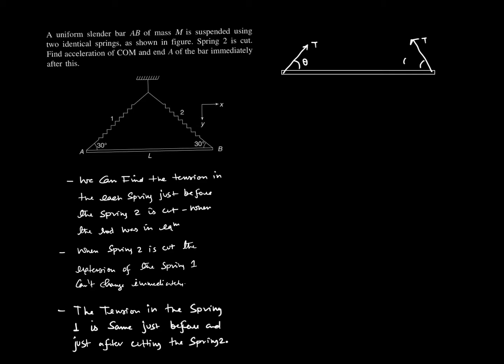And this angle is 30 degrees, theta, and mg will be acting down. So we'll take components of these forces. What we are going to have is T sine theta and T sine theta acting in the upward direction. So 2T sine theta will be equal to mg, and sine theta is nothing but 30 degrees, so T will be equal to mg only, correct? This is, suppose, equation number 1.